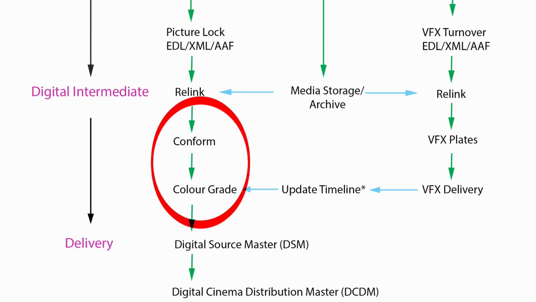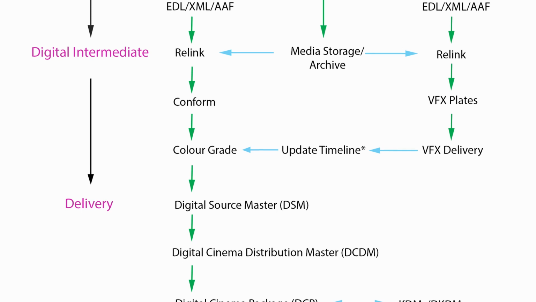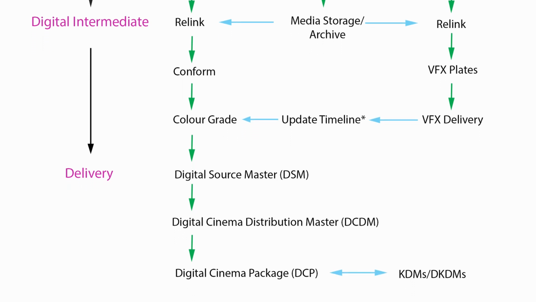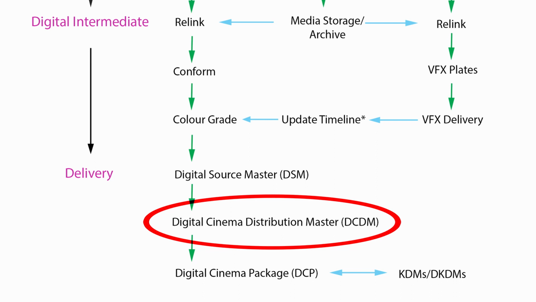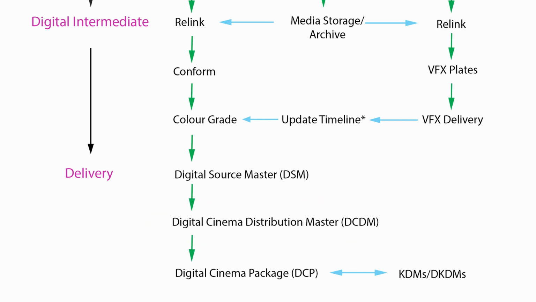Once the film has been conformed and all the additional shots have been updated, it's time to deliver the finished film. So the first step is to render a digital source master. This is a Posthouse's internal master, and this image sequence will be used to create a digital cinema distribution master, or DCDM. So the DCDM is a TIFF image sequence in an XYZ color space that gets used for the final cinema deliverable, or DCP.